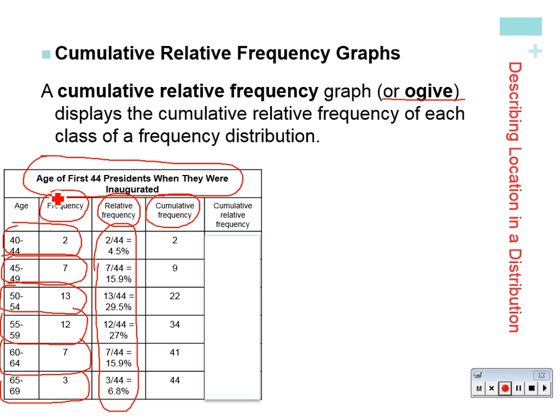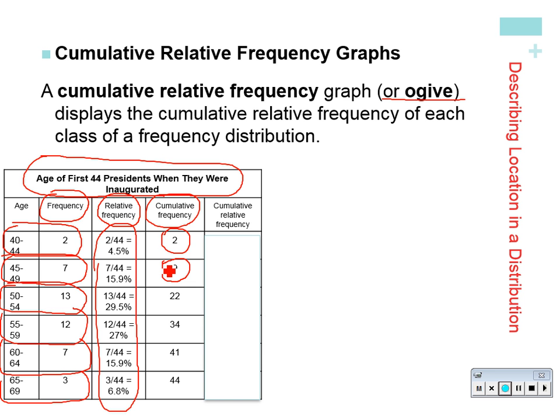So for the first age group here, there were 2 presidents that were anywhere from 40 to 44 years old when they were first inaugurated. If you take a look at the second row here, you have a value of 9. And what this 9 represents is there were 9 presidents who were anywhere from ages 40 to 49 years old.